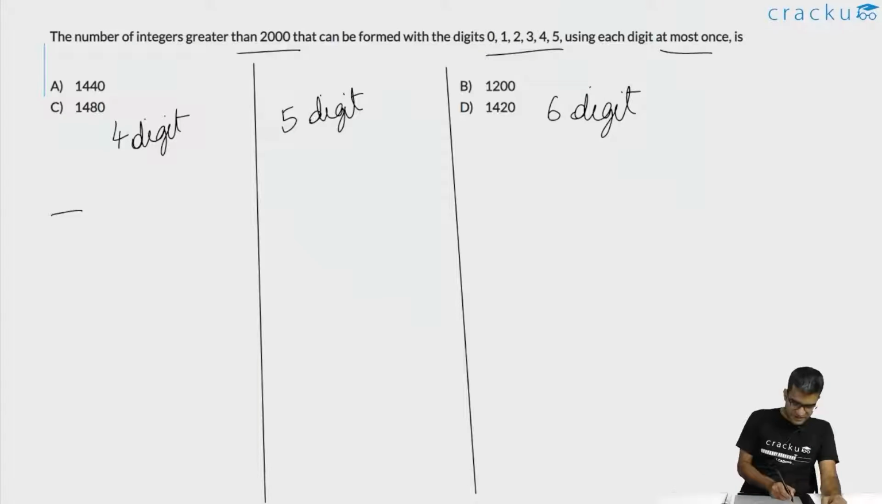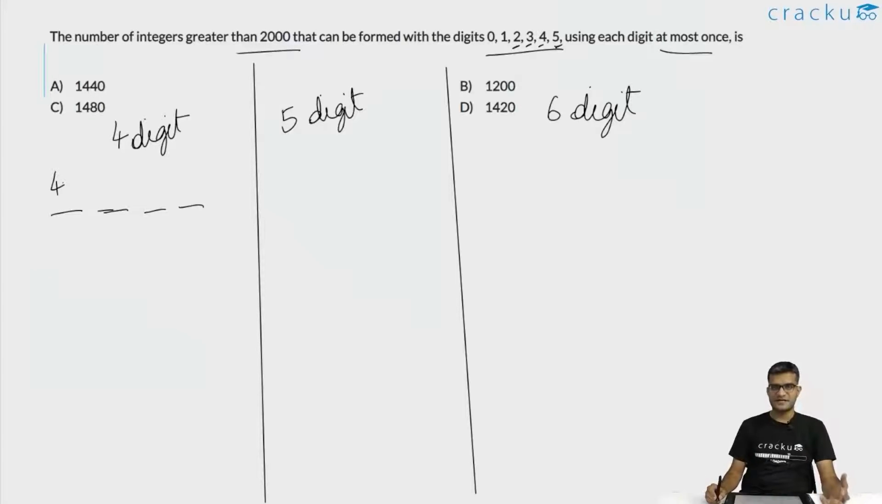If you have a 4-digit number, this number has to be greater than 2000. So the first digit can be either 2 or 3 or 4 or 5. So the first digit can be selected in 4 ways. Once the first digit is selected, the remaining 3 digits can be any digit. The only condition is that it should not be repeated. There are a total of 6 digits.